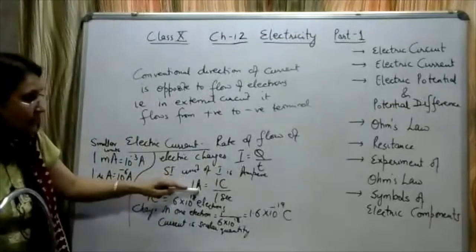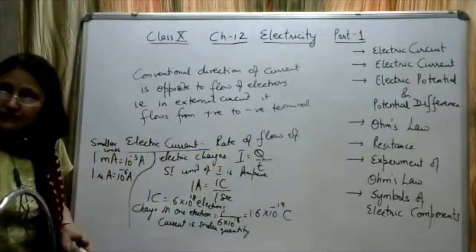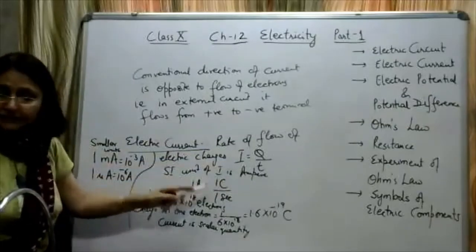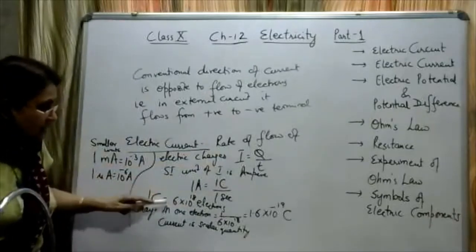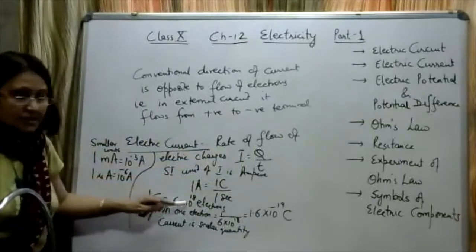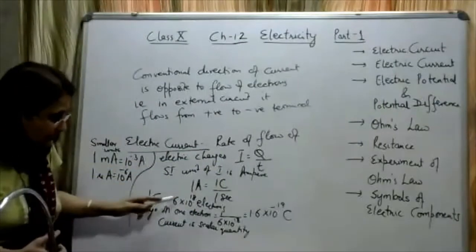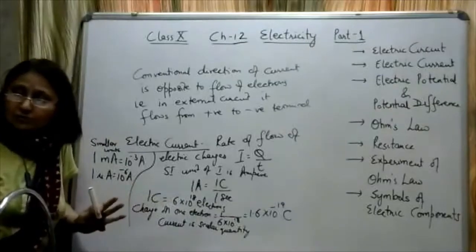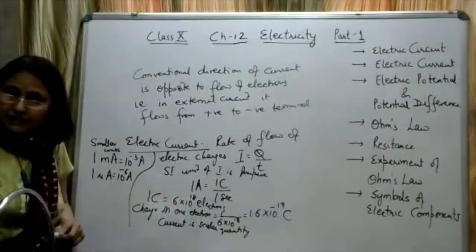In order to honor the scientist Andre Ampere, its unit is taken as ampere. When 1 coulomb of charge flows for 1 second, we say the electric current is 1 ampere. So 1 ampere is the current in a circuit when 1 coulomb of charge flows for 1 second. And what is this coulomb? Coulomb is the unit of charge, equivalent to 6 into 10 raised to the power 18 electrons. If this many electrons flow in a circuit, 1 coulomb of charge has flown.